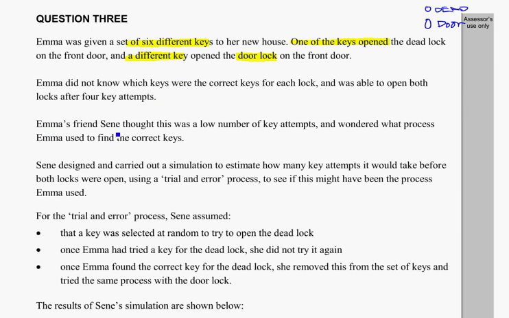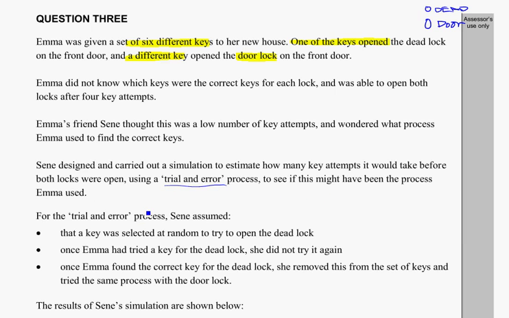Emma's friends thought this was a low number of key attempts and wondered what process Emma used to find the correct keys. So she designed and carried out a simulation process to estimate how many key attempts it would take before both locks would open, using a trial and error process. So try a key, see if it works.